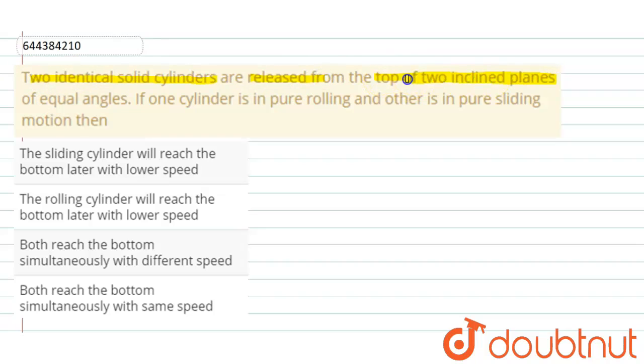So here's the question: two identical solid cylinders are released from the top of two inclined planes of equal angle. If one cylinder is in pure rolling and the other is in pure sliding, then what is the motion? We have to find which cylinder reaches the bottom later and which cylinder comes faster.